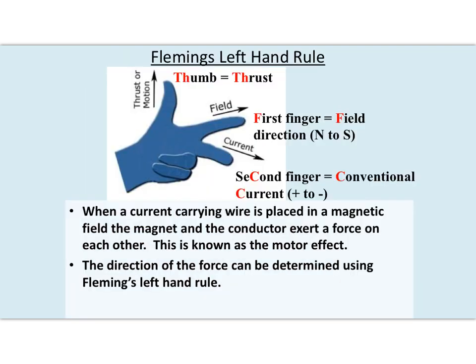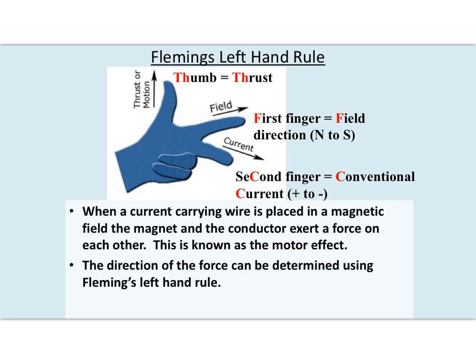So if we want to know the direction that the force acts in, we can use Fleming's left-hand rule. So this time we're using our left hand rather than our right hand. And on our left hand, we want to make all our fingers be at 90 degrees to one another. So the thumb points in the direction of the thrust, which is the motion or the force that acts on the wire. The first finger points in the direction of the magnetic field. This points from north to south. The second finger is the conventional current, and that moves from positive to negative.